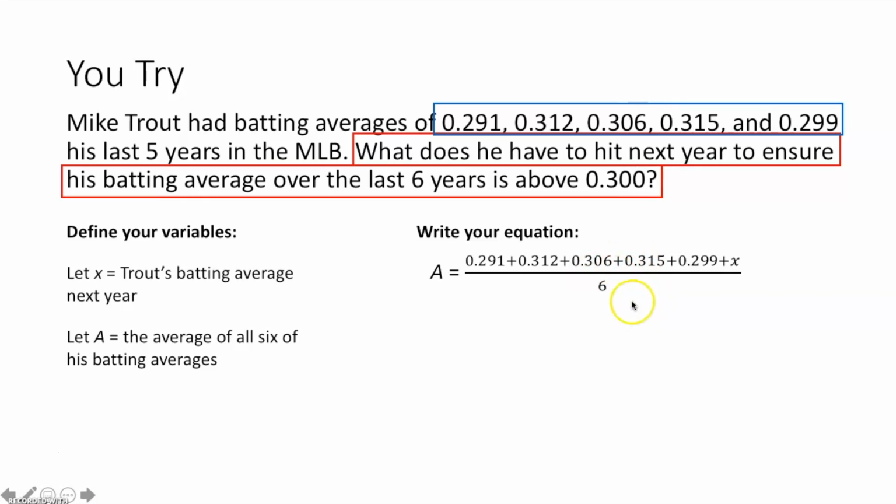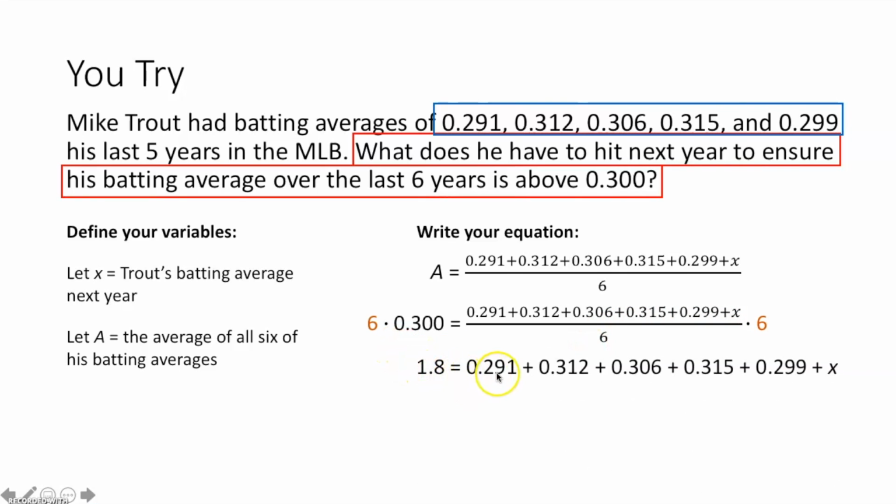Now we can figure out what he has to hit in order for his average of the last 6 years to be .300. Well, .300 then has to go in for this A right here. Now let's solve this, and we can solve for X, his batting average. So we get rid of this divided by 6 by multiplying both sides by 6. These cancel out. Over here, this becomes 1.8. We then simplify in here by adding these together and getting 1.523. We then subtract that from both sides of the equation, and we're left with X is equal to 0.277.